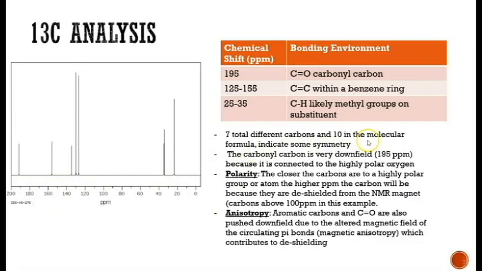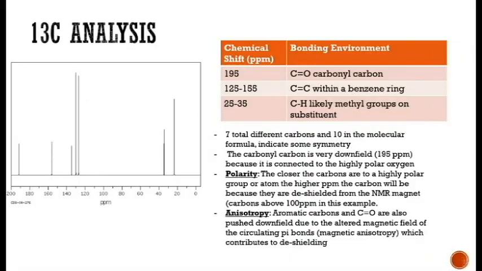So to further explain that, we see 7 total different carbons here. We count 7 spikes. So 7 carbons, and then 10 are within the molecular formula. So that indicates that there's going to be some symmetry in this molecule. Next, the carbonyl carbon is very downfield at 195 because it is connected to the highly polar oxygen.